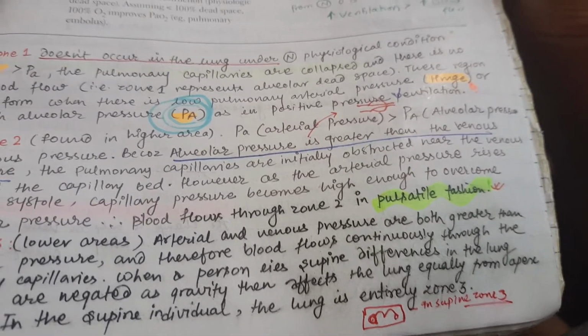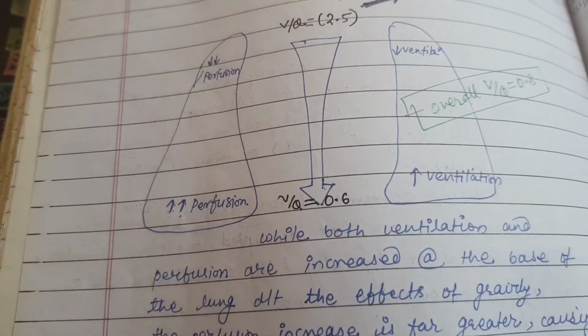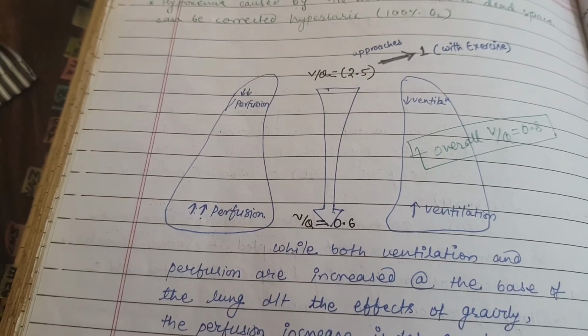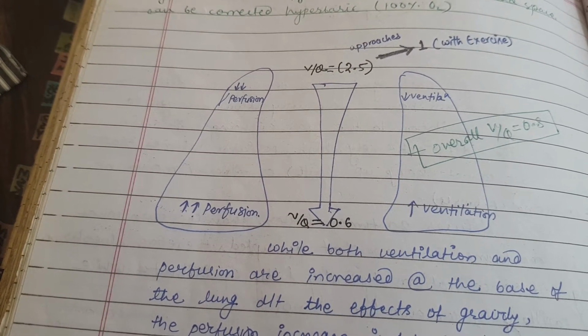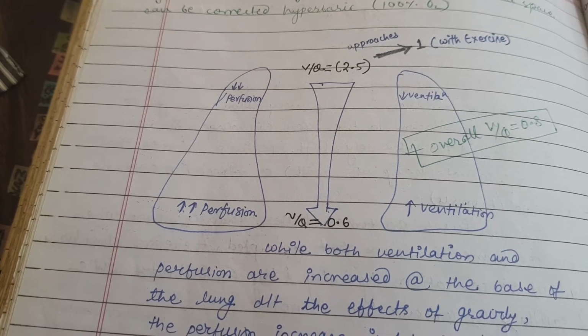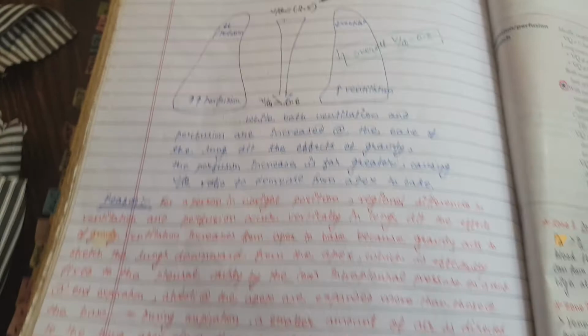Okay, this is very important. Here is the same thing that I have represented in a different picture. You can see the BQ was 2.5, which is high at the apex, but it can approach 1 with exercise because of the vasodilation, as I said to you, right? So now next page.